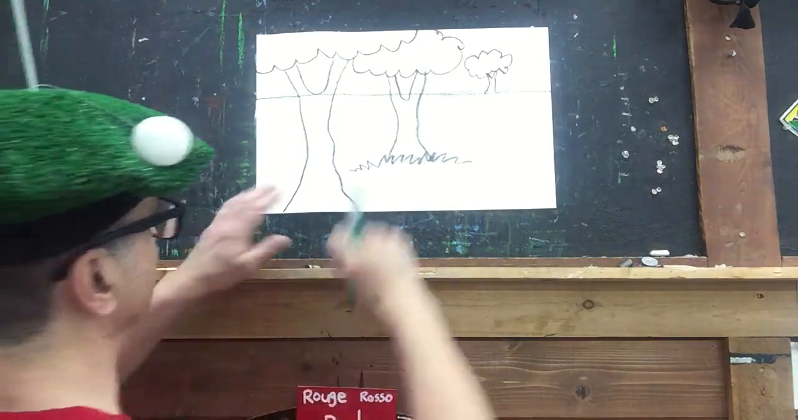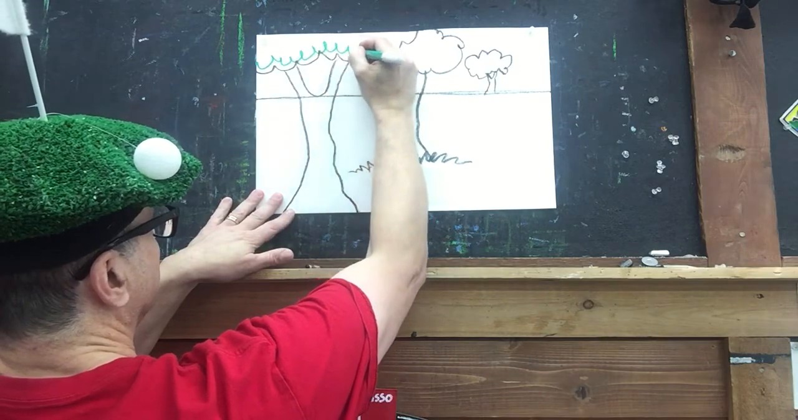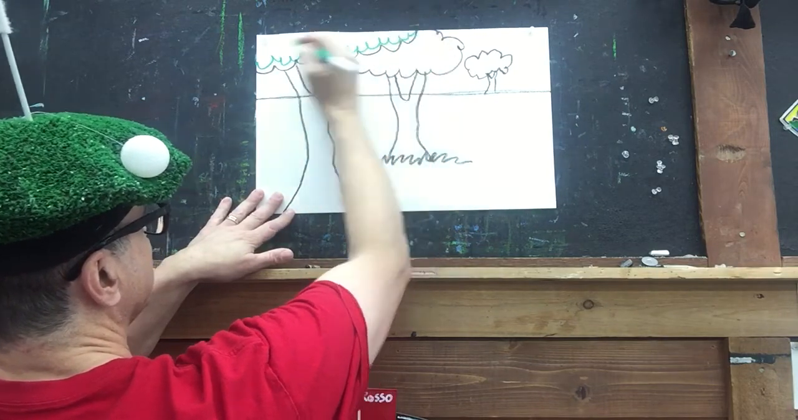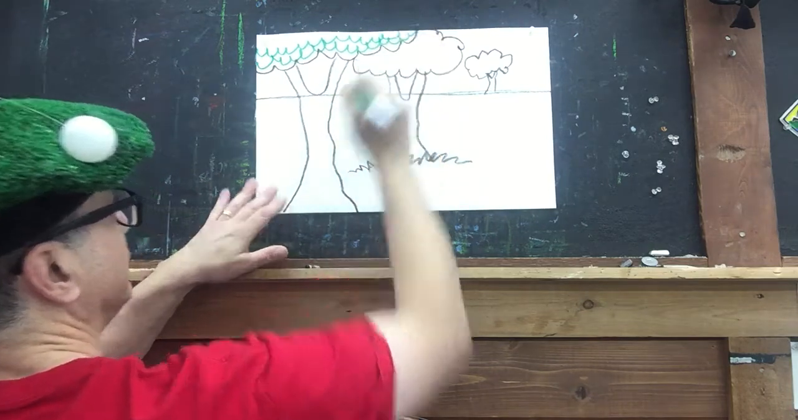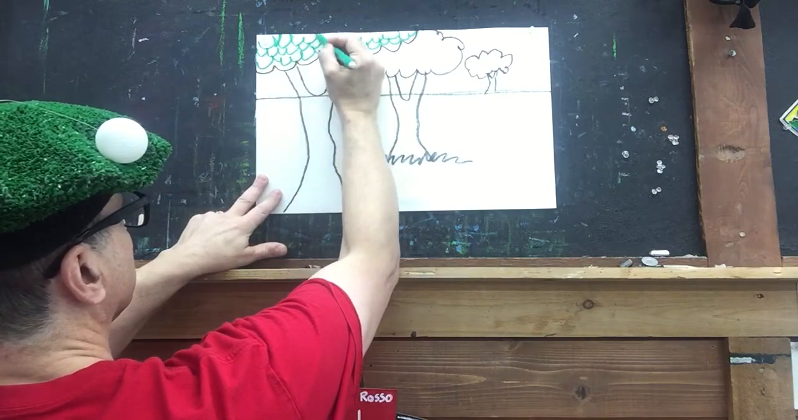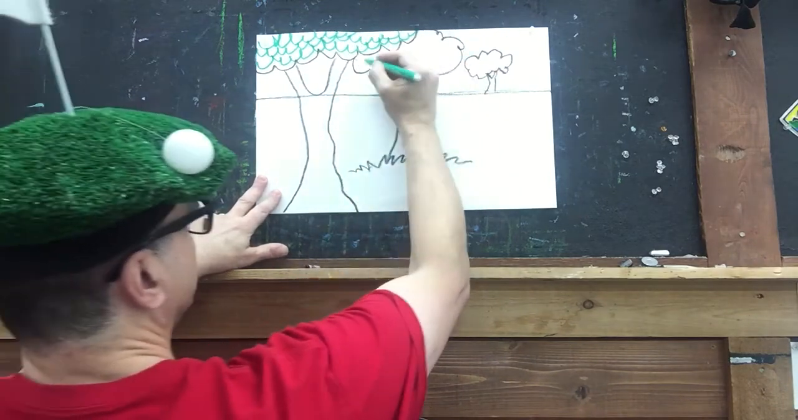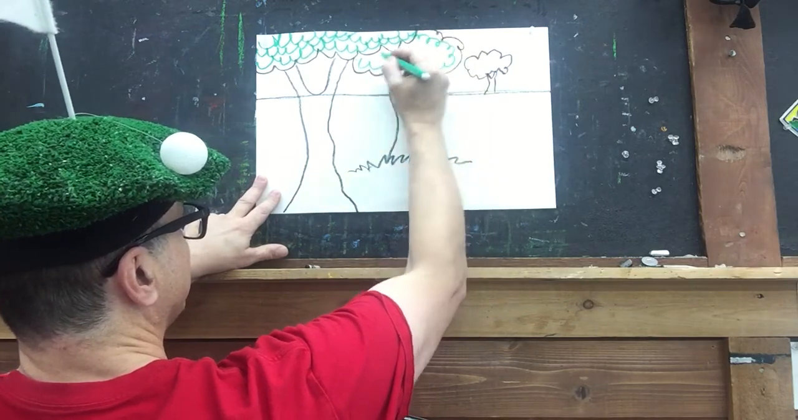Okay, so in the treetop, I'm just going to come up here and start doing a lot of bumpy lines. Now these bumpy lines are upside down. Kind of looks like waves, doesn't it? I'm going to do that in this tree. You could even have the bumpy lines kind of go around like that.